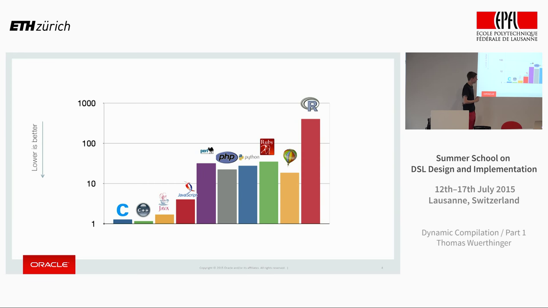Because it's the best language for statistics. And R is actually here about 500x lower than C. To the defense of R, R is made for vector operations, and what we have here on these benchmarks are scalar operations. But still, 500x is a pretty big number.